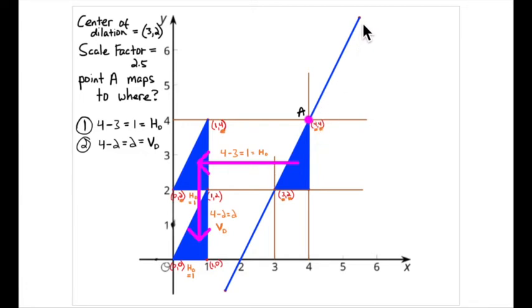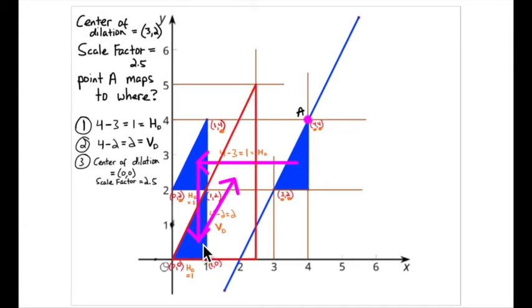Where does it end up here? So point A maps to where? So we've moved the triangle down over to the left, subtracting 3 units, and down by subtracting 2 units. So now the center of dilation is at 0, 0. Center of dilation is down here.